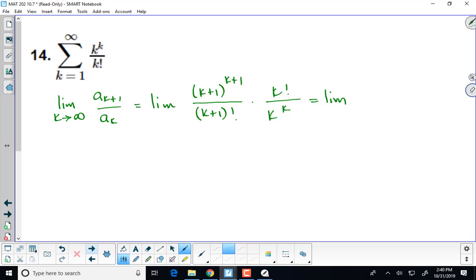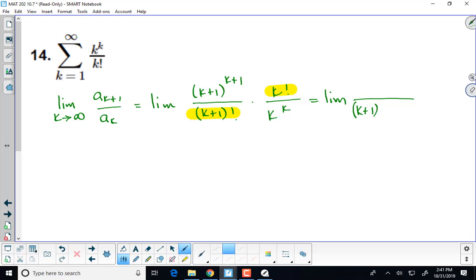So let's look at the factorials first. What do we have left? K plus 1 at the bottom, but it cancels, right? K plus 1 there. So we've now taken care of this one and this one. Everyone agree with that? There's one factor in the denominator, k plus 1.